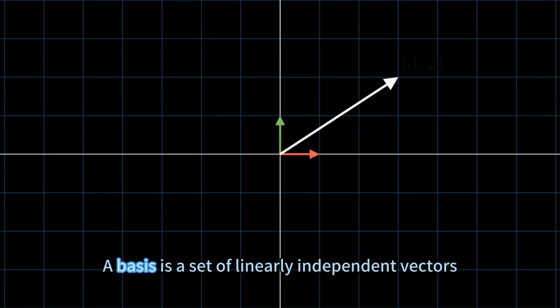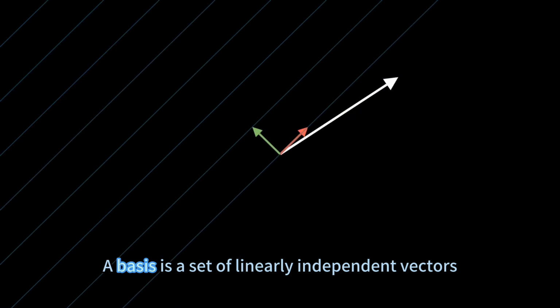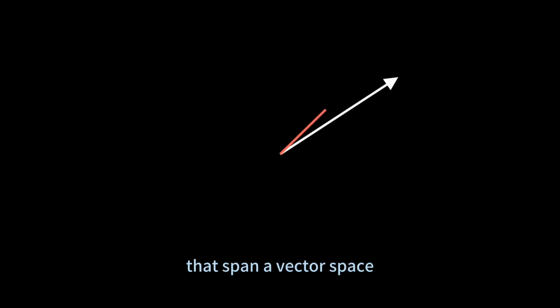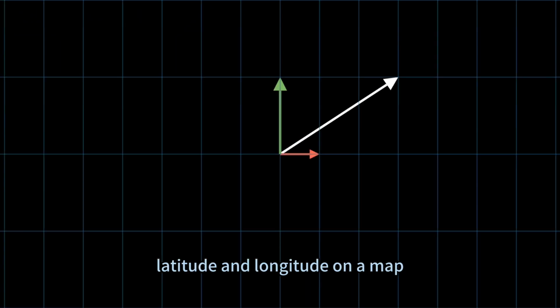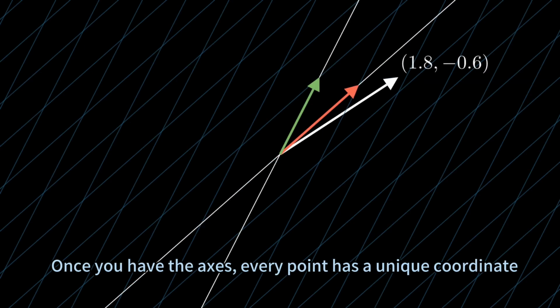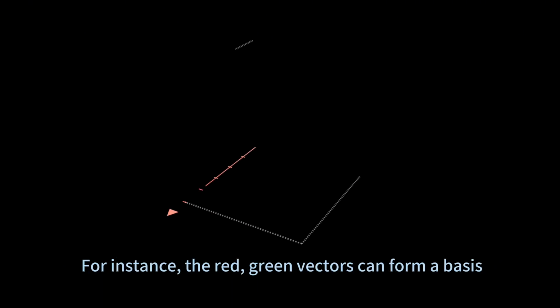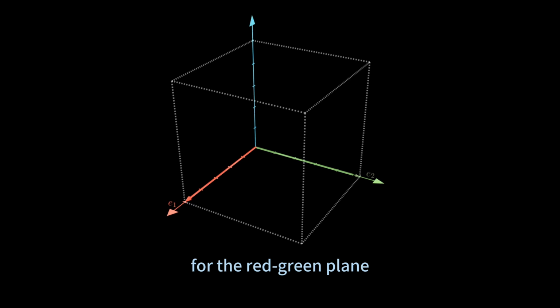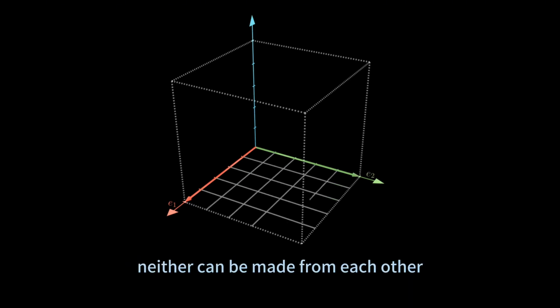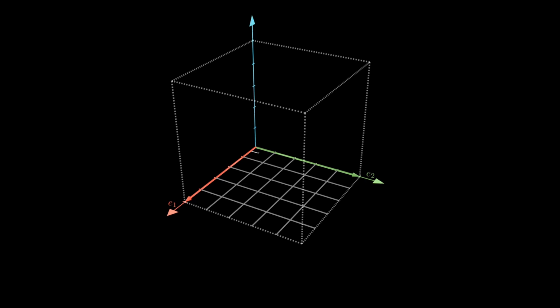A basis is a set of linearly independent vectors that span a vector space. Simply put, a basis works like latitude and longitude on a map. Once you have the axes, every point has a unique coordinate. For instance, the red-green vectors can form a basis for the red-green plane. They are clearly linearly independent. Neither can be made from each other. In fact, red and green vectors are perpendicular to each other.